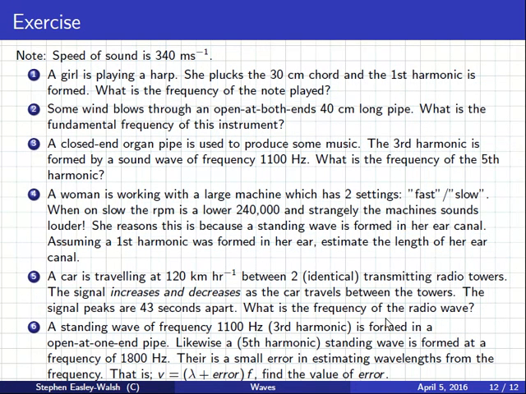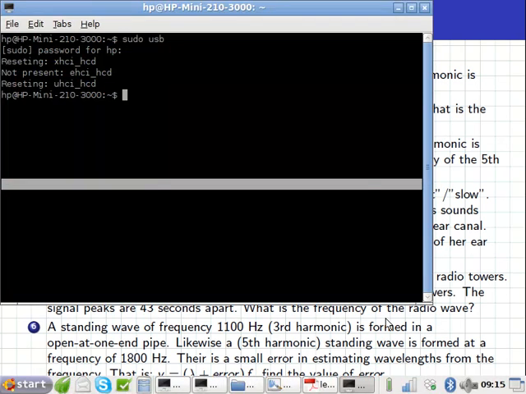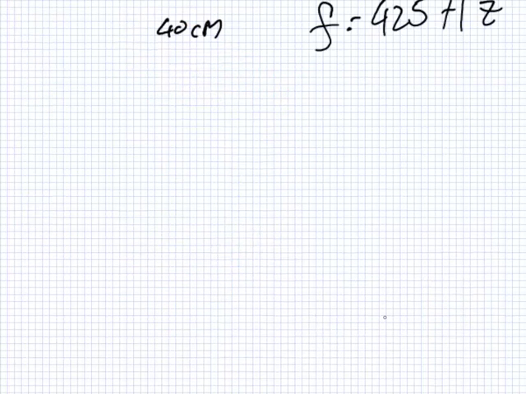A closed end organ pipe is used. The third harmonic is formed at 1100 and the fifth. What's the frequency of the fifth harmonic? Okay, the third harmonic is 1100. Right, so your pipe looks like this. You have an organ pipe.